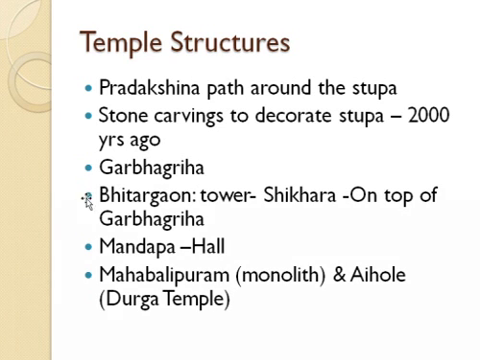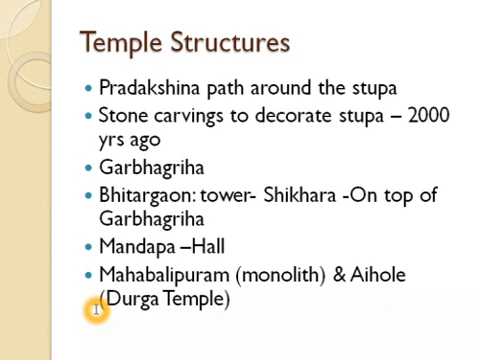There were two sites that we are going to discuss, Bhitargaon and Mahabalipuram. In Bhitargaon you will find a temple made up of a tower, known as the Shikhara, which is placed on top of the Garbhagriha. There is also a Mandapa, which is nothing but a hall where assemblies happen and people pray in groups. And here is the other site. Here is the temple in Mahabalipuram, which is made up of a single stone.